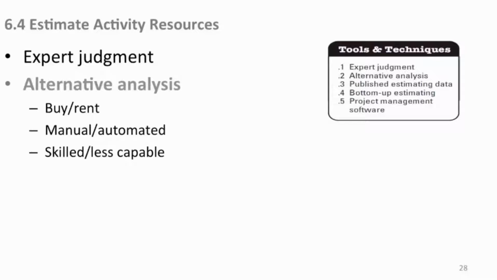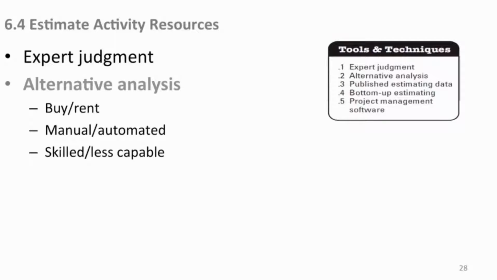Do we want to buy or rent something? We're talking about physical resources, you know, non-human. Do we want manual or automated resources? If it's some kind of a tool we need, you know, an actual physical object or something. And skilled or less capable people is really a big one, of course.